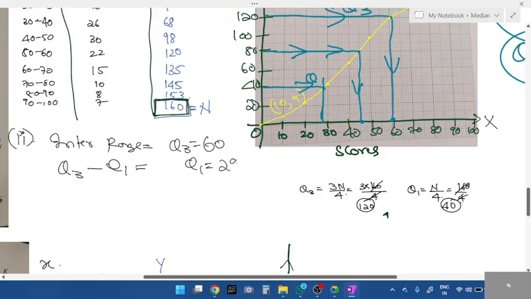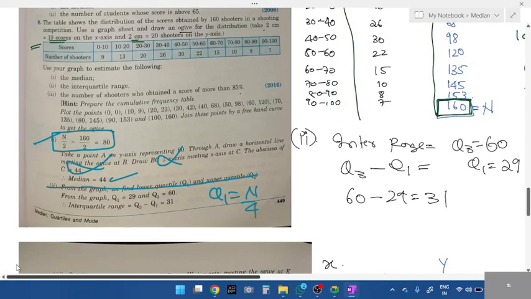In the textbook, it is 29. I'll just write that. Then write 60 minus 29. Answer is 31. Look at this. This is how we're supposed to write. From the graph, Q1 is 29. Q3 is 60. These 29 and 60 we get after calculation from the graph. Interquartile range is 31.